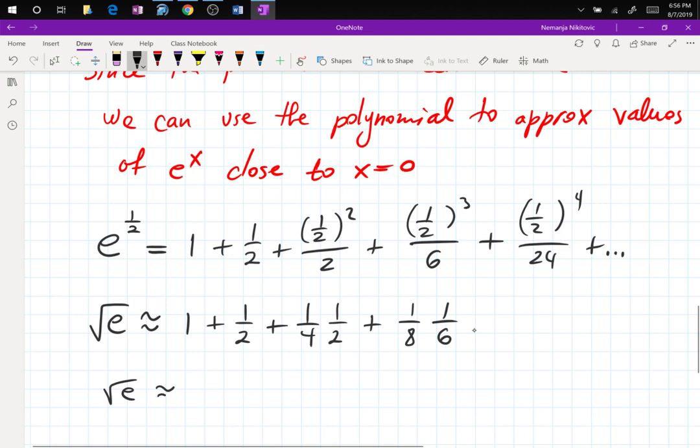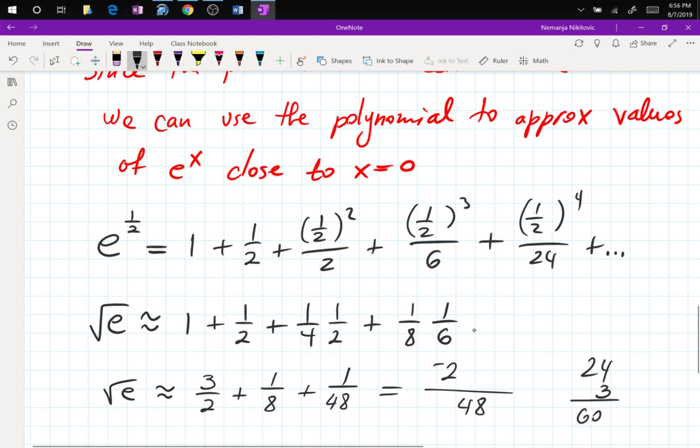So now the square root of e is approximated by this. This is 3/2 plus 1/8 plus 1/48. The common denominator is 48. That's going to be 24 times 3, 52, right? 24 times 3? No, not 52, because this is 60 plus 12, 72. Plus 6 plus 1. That's 8, 9, 79/48.